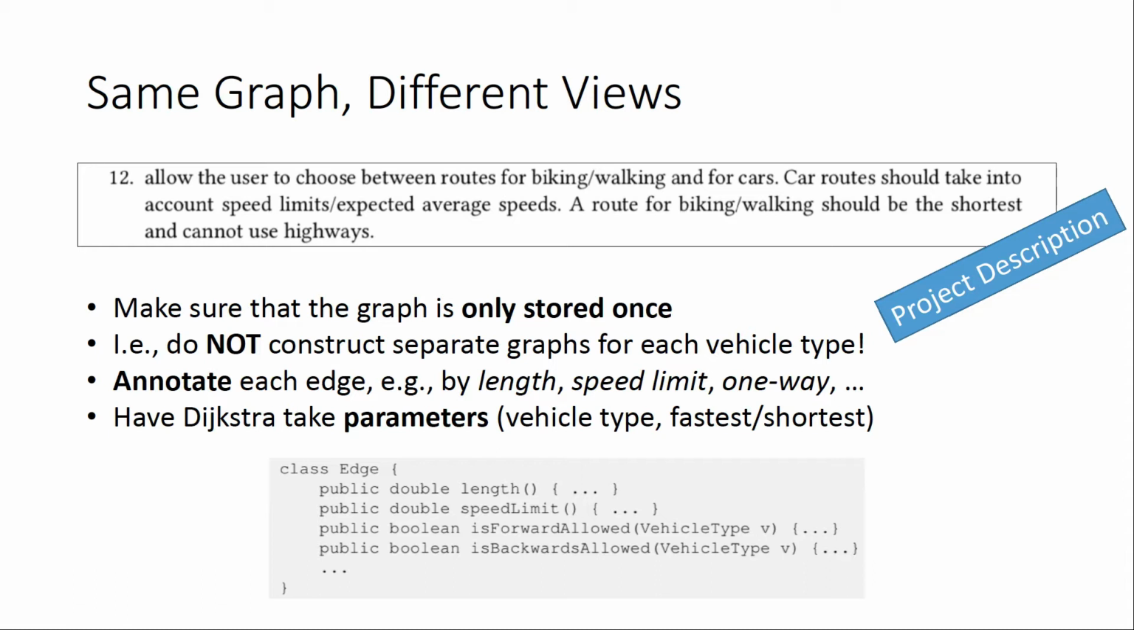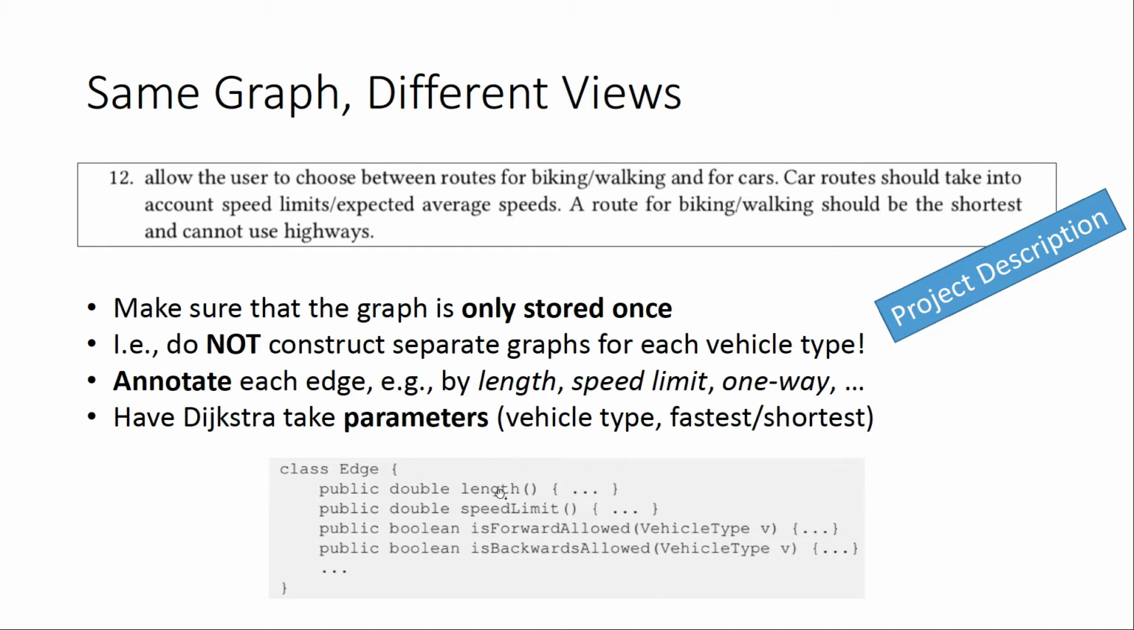Okay, you'll see that this graph is actually pretty large for the whole map of Denmark. So no option is to build these graphs for all of these different cases separately. Yeah, please don't do this. There should only be one graph. And what you should rather do is, here's the suggestion that you have a class edge, and such an edge has different parameters.